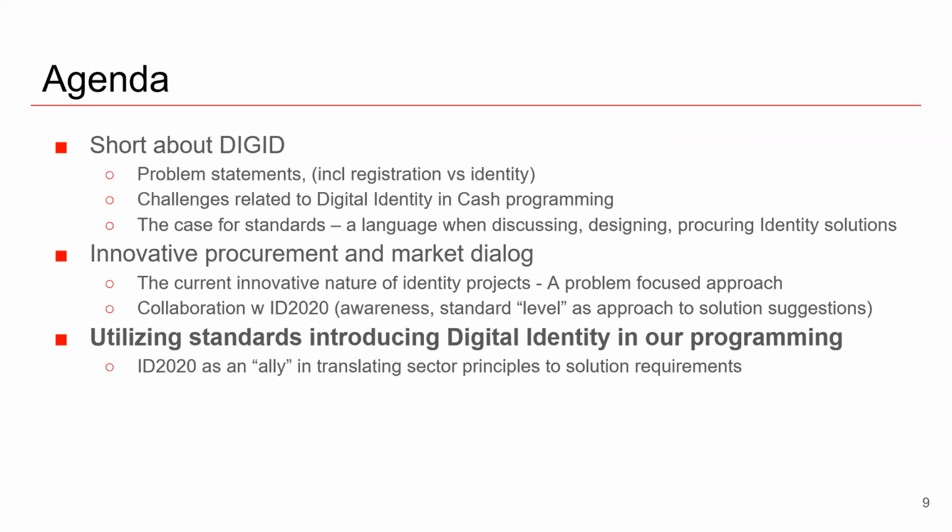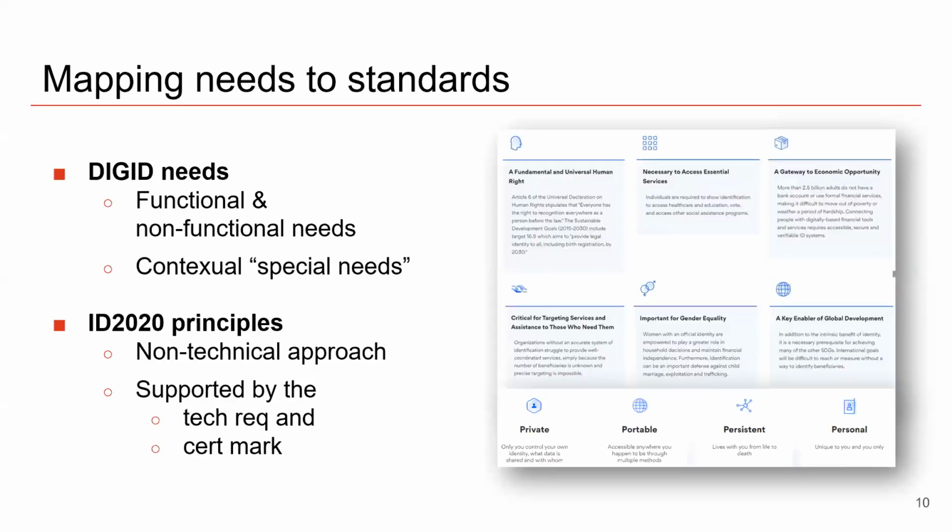So then we also come back to how we can utilize standards when we introduce digital identity in our programming, using ID 2020 as an ally in translating our sector principle into solution requirements. The point is that we have needs. What we need might be described as functional needs or non-functional needs. And also maybe we are very special, but this context needs special things.